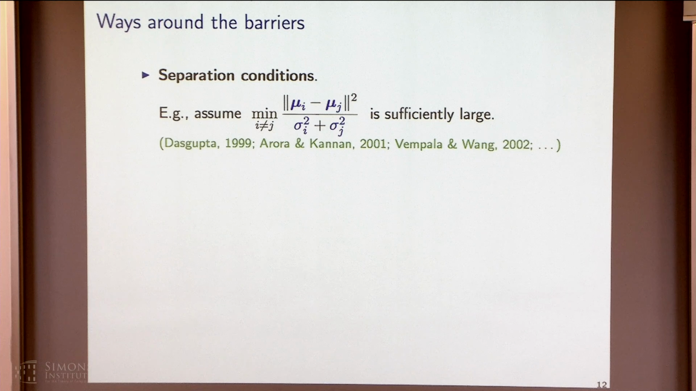Another kind of assumption that you could, sorry, go ahead. Are you assuming the covariance is diagonal here? Yeah, so I didn't even define what this is, but this could be maybe the spectral norm of the covariance matrices.